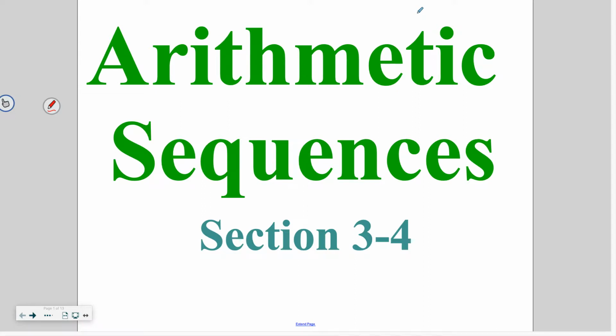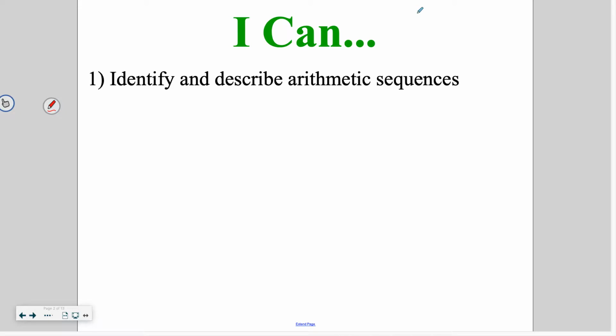Hello class, and welcome to section 3.4, which is about arithmetic sequences. By the end of today's lesson, you will be able to identify and describe arithmetic sequences.